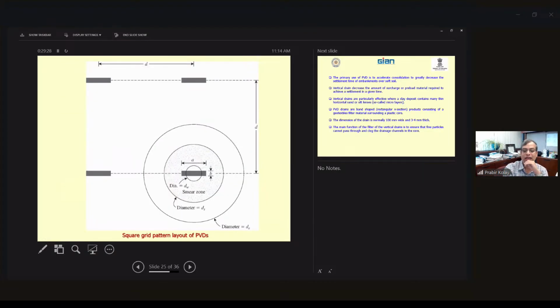Then the square grid pattern layout of PVD: you see there's one PVD here, one PVD here, one here, one here, the 4 PVD. If you know the spacing D, and you know the equivalent diameter, you need to calculate the De for one PVD. For the equivalent diameter, you need to know the smear zone, the width, and the thickness. If you know that, you can easily calculate the equivalent diameter. The equivalent diameter is how much area one PVD is responsible for, to drain the water out.